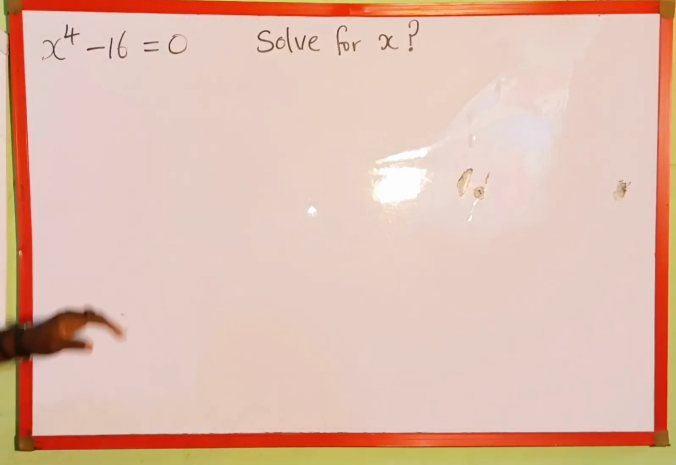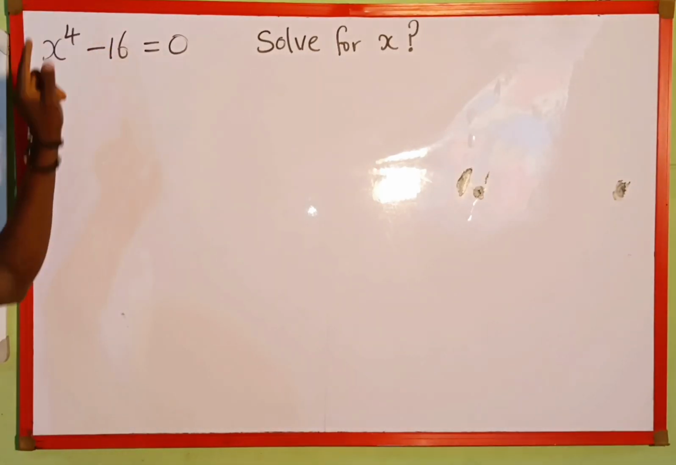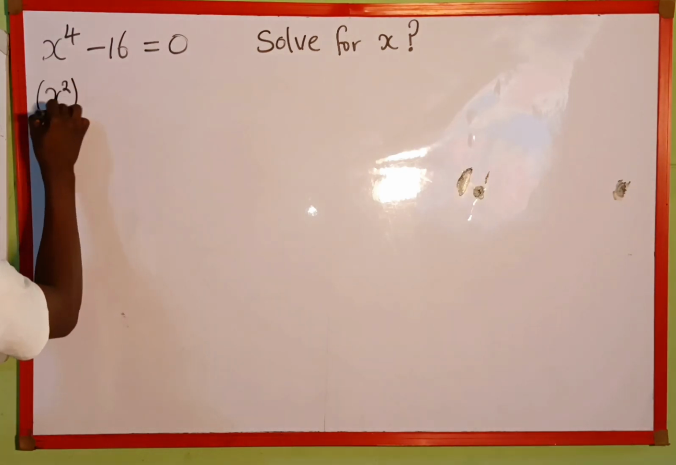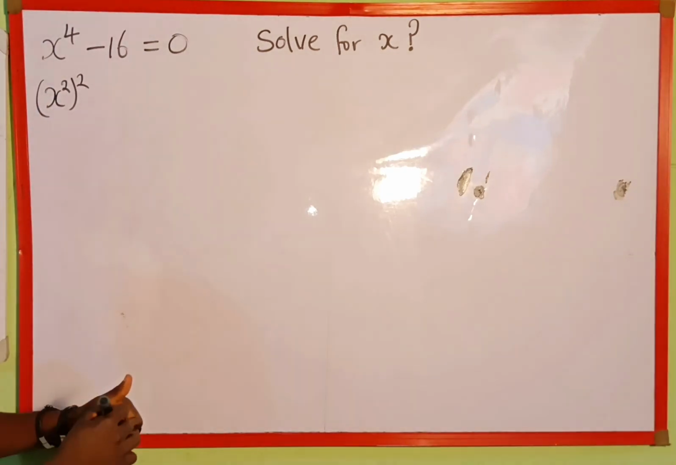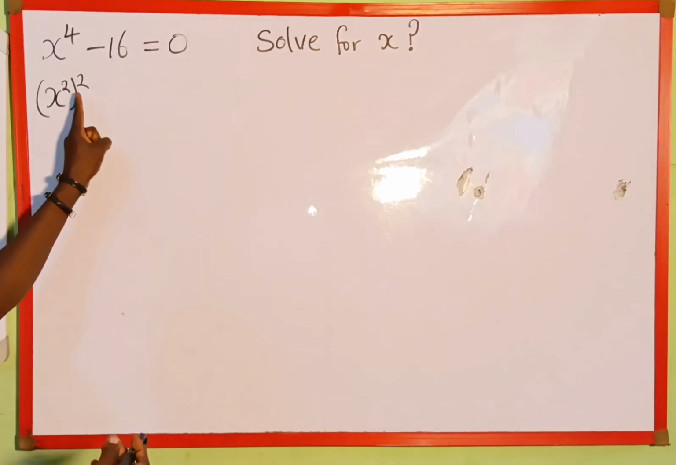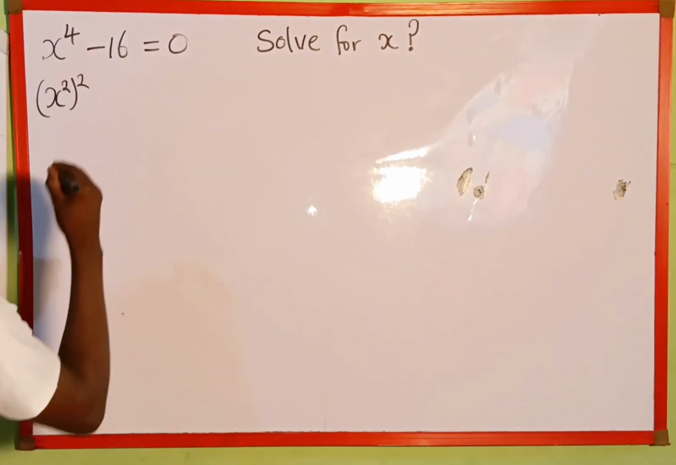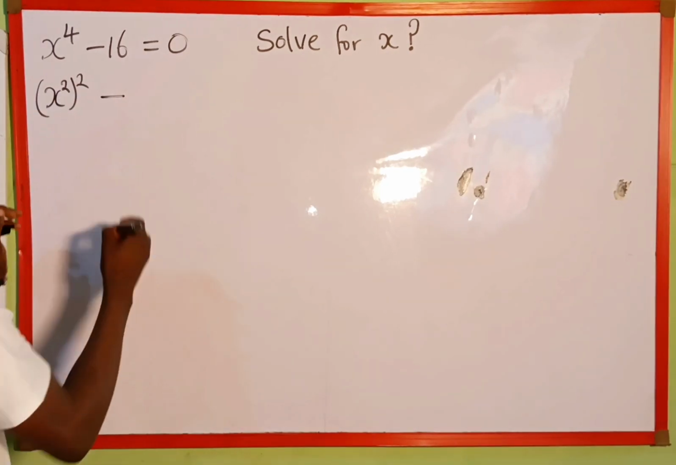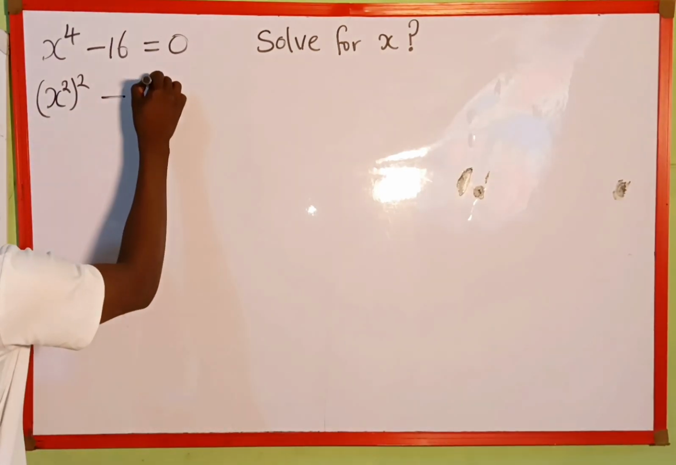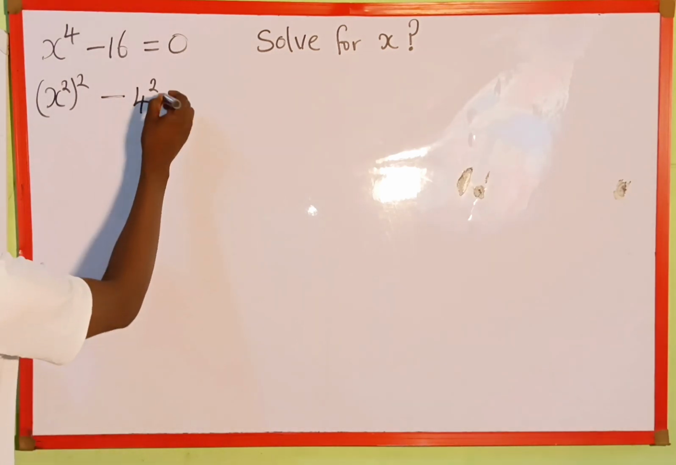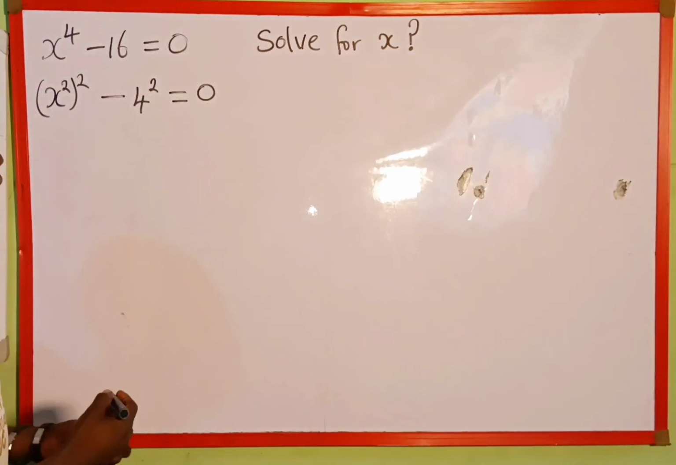The first thing we are going to do, this x to the power of 4 can also be written as what? X raised to the power of 2, all raised to the power of 2, because according to the power property of indices, we can multiply the 2 powers and get back this x to the power of 4. Then minus 16 can also be written as what? 4 raised to the power of 2, because when you multiply 4 by 4, it's going to give us 16. So everything now will be equal to 0.